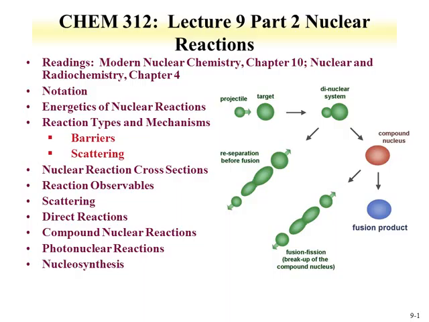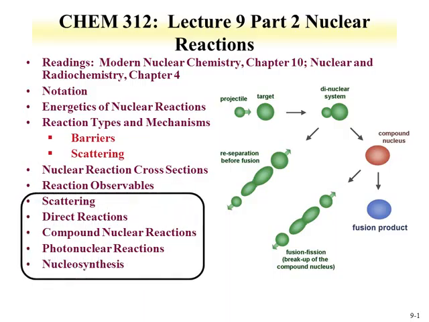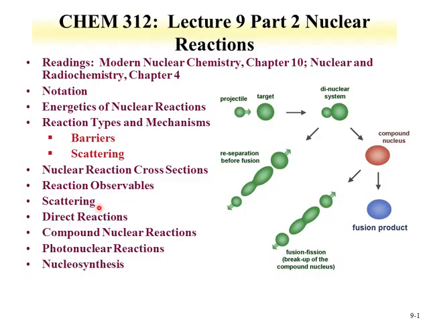This lecture is the second part on nuclear reactions, and it's going to talk about reaction observables such as scattering, talk about the different types of reactions listed here: direct reactions, compound nuclear reactions. We're going to talk about reactions with photons, photonuclear reactions, and then we're going to end this lecture on how these reactions that we discussed are used in stellar processes to make elements.